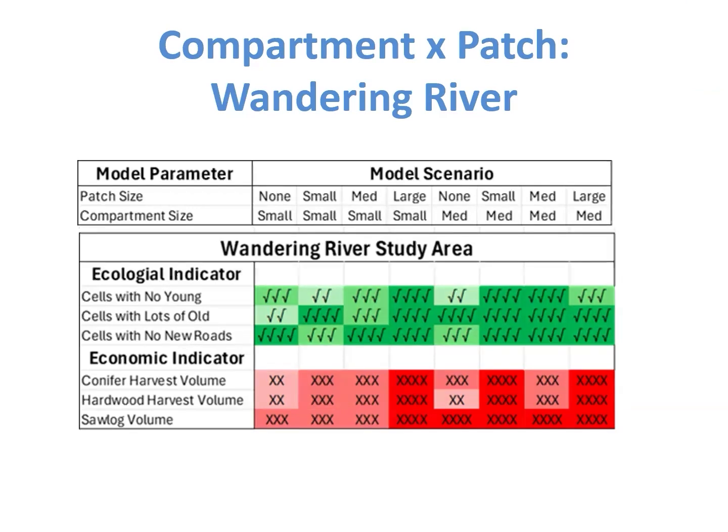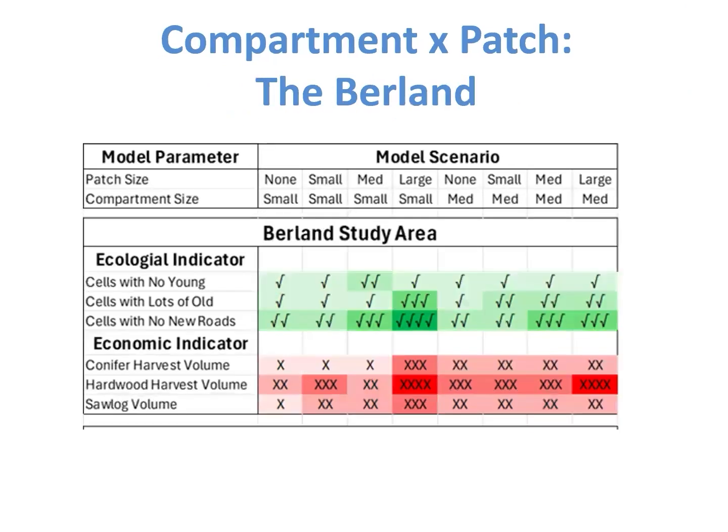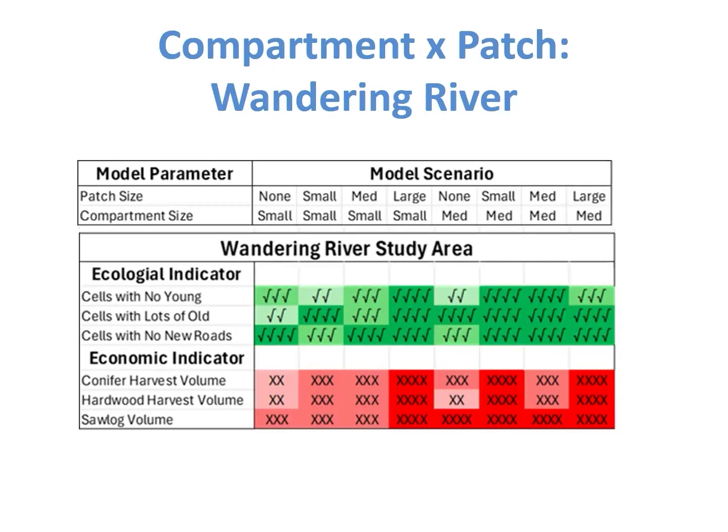I'm going to get back to this because I think it's unfinished business, but I just wanted to point out the difference between those two landscapes. The Wandering River has only 32% operating forest, which is less than half of that from the Burland. And there's the difference.